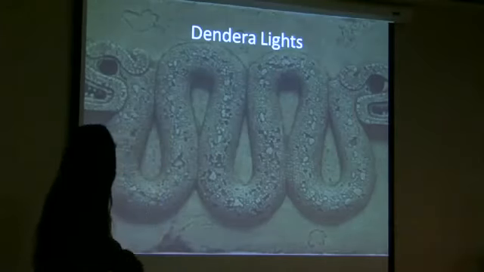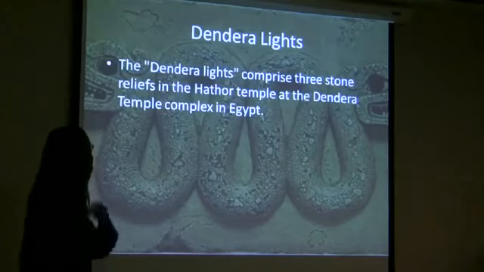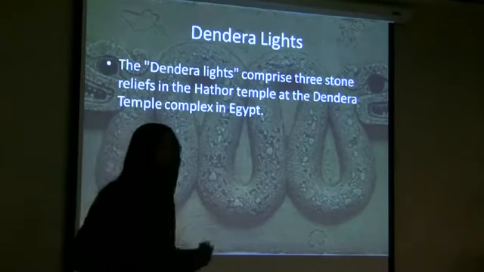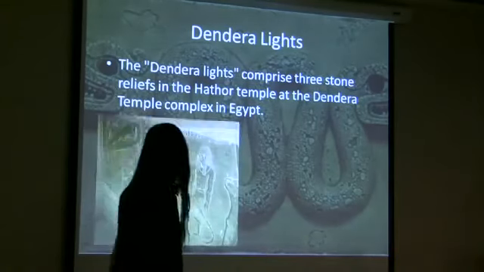Then you go to Egypt and you look at the Dendera lights. The Dendera lights comprise a 3-stone relief, a carving on the wall at the Hathor Temple in the Dendera Temple complex in Egypt. And here they are right there.